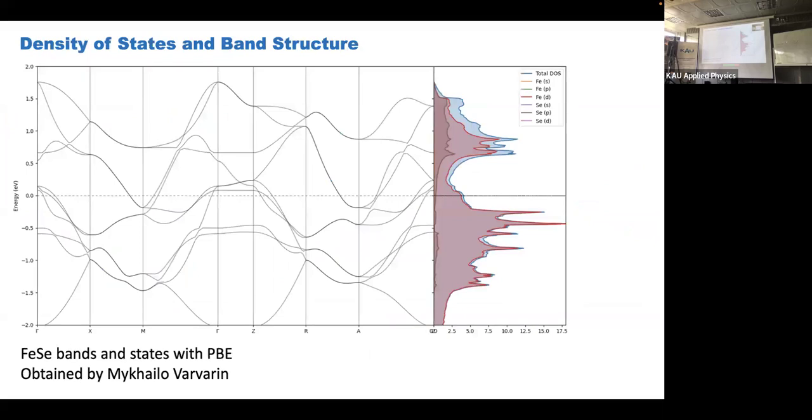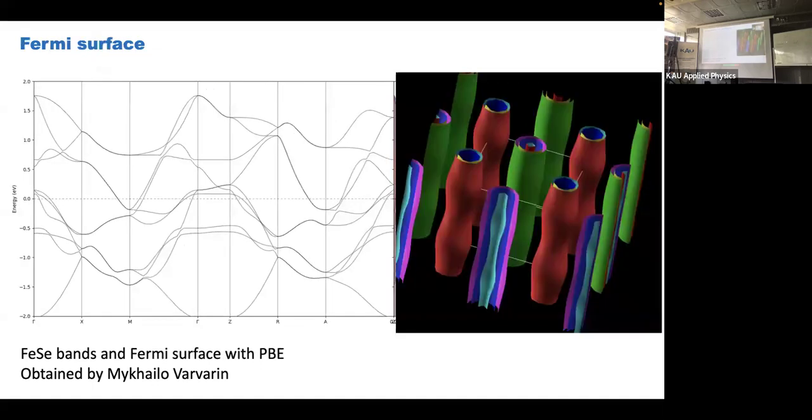Then these are the results of Mikhailo for ferrocyan. We have this band structure. We also have the corresponding density of states, projected density of states for ferrum s, p, d, the same for Celian. And also you can see here the Fermi surface. So we also constructed this Fermi surface, and you can see the connection between bands and Fermi surface. For example, the Fermi surface shows us the bands which cross the Fermi level, and how we can, by eye, connect this picture to this picture.